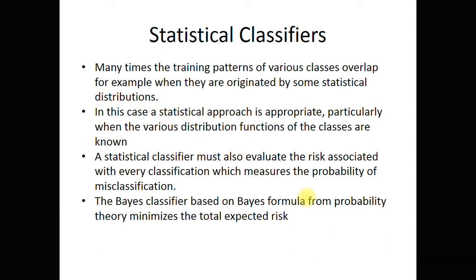A statistical classifier must also evaluate the risk associated with each classification, which measures the probability of misclassification or error. The Bayes classifier, based on Bayes formula from probability theory, minimizes the total expected risk. So we come to the Bayes classifier. You must have heard of the Bayes classifier, so it belongs to this category.